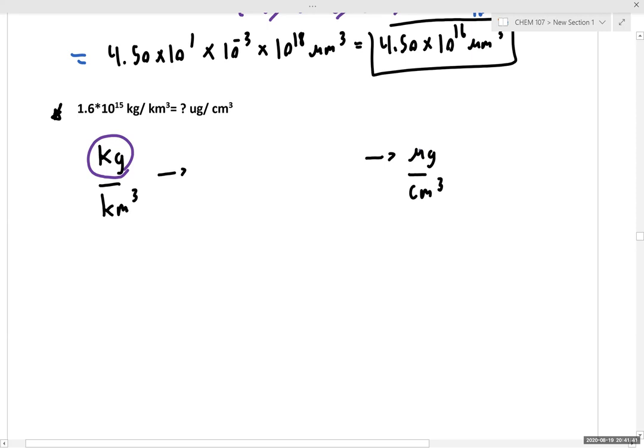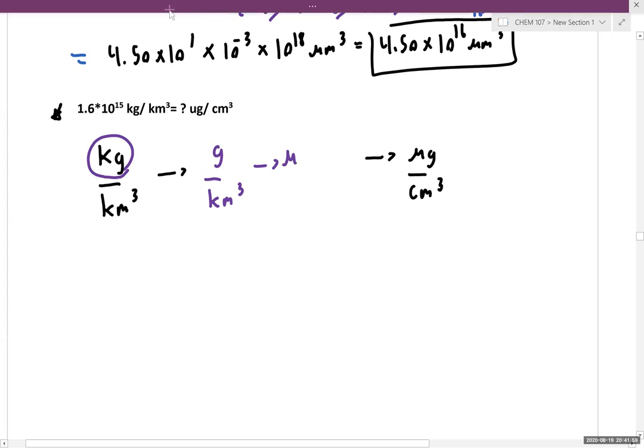So what is our intermediate unit? Grams, yep. So we're going to grams per kilometer cubed, and then finally to micrograms per kilometer cubed.